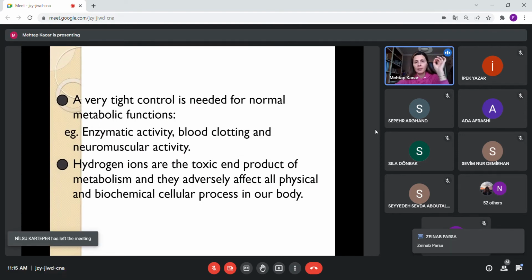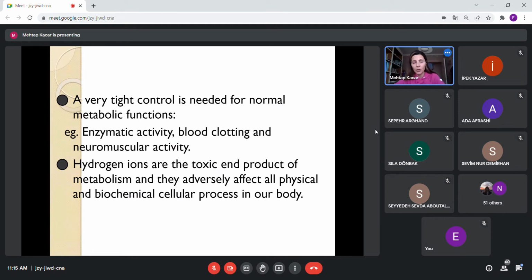There is very tight control of arterial blood pH or body fluid pH, because we need a steady pH for all metabolic function. Please remember, life is a set of biochemical reactions, and these reactions reach their highest performance at certain environmental conditions. pH is a very important environmental condition, and we need a normal, physiologic pH for our biochemical reactions.